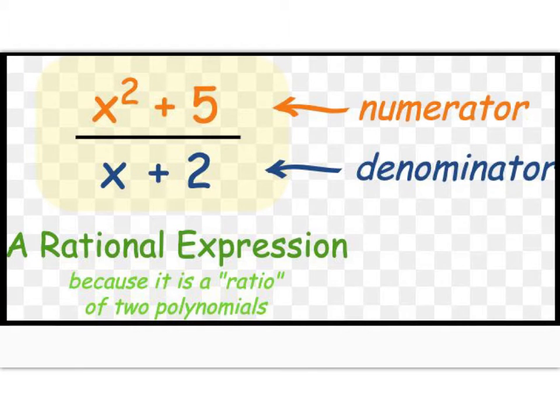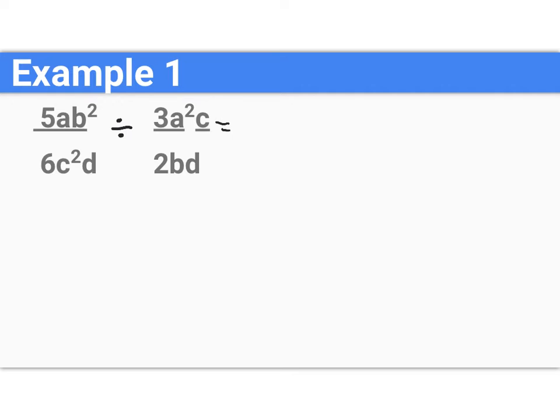And here's a picture of a rational expression. So let's divide the first term. I'm going to do the first thing first. So we got 5ab squared over 6c squared d. Then we change the divide to multiply, and we flip.